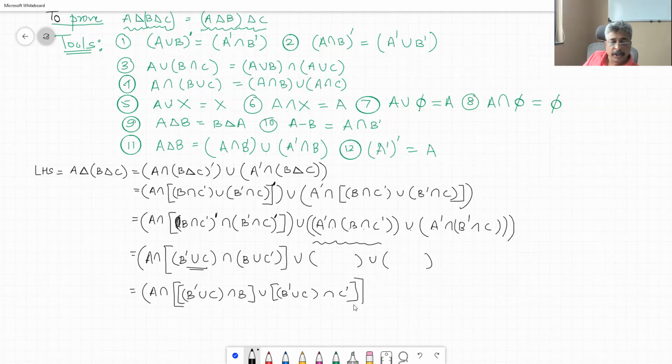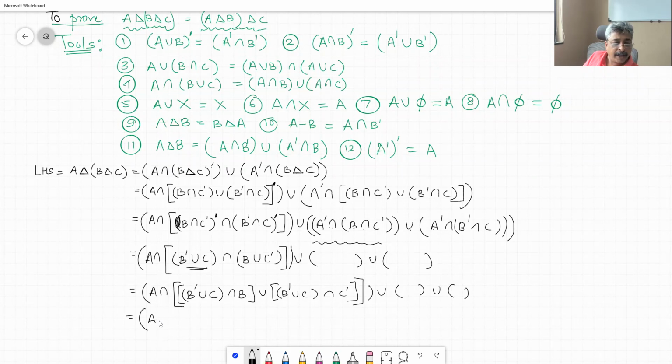Okay, one more rectangular bracket and one normal bracket is over. This is, I think, union, these two brackets, union, same. Okay. Now we distribute this intersection over union.